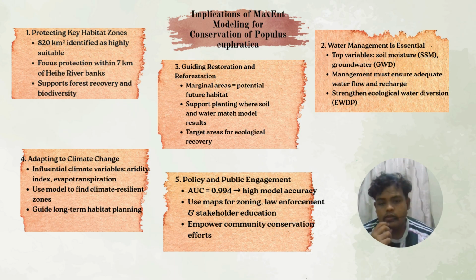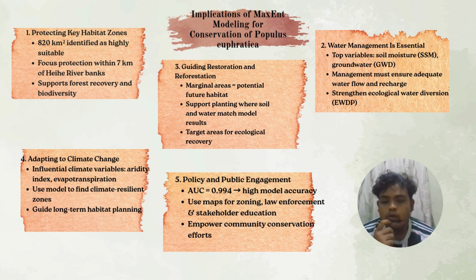I will continue this presentation with the implications of the species distribution model results for conservation and management of Populus euphratica in the Heihe River Basin. First, the model identified around 820 square kilometers of highly suitable habitat, mostly within 7 kilometers of the riverbanks. This means that this zone should be prioritized for legal protection and restoration.